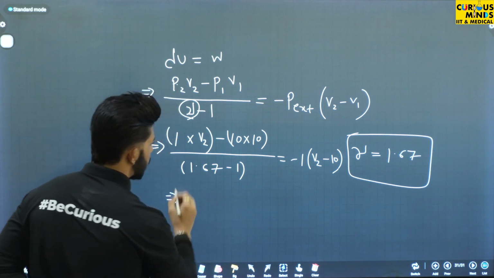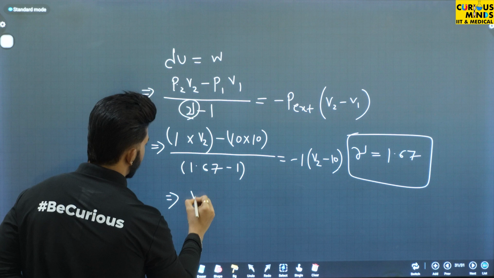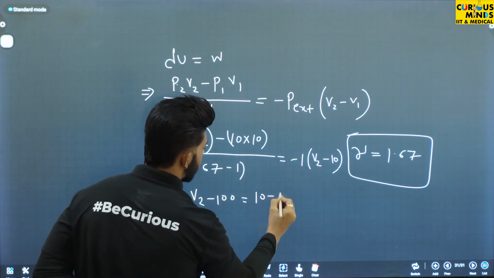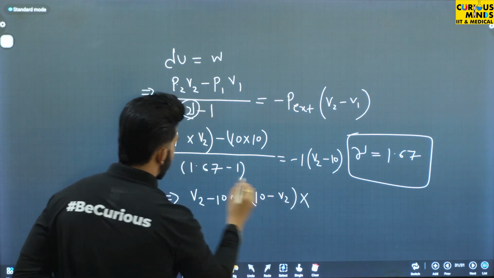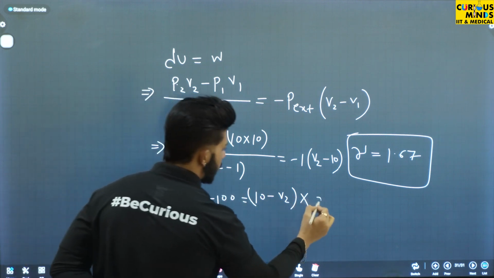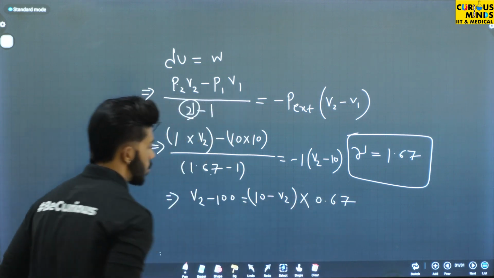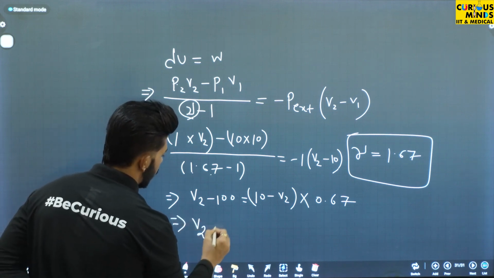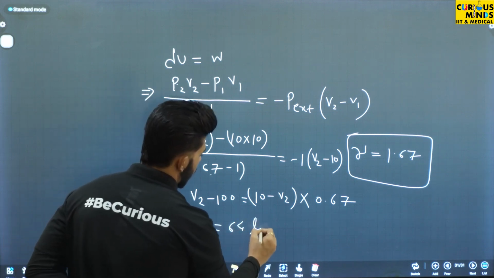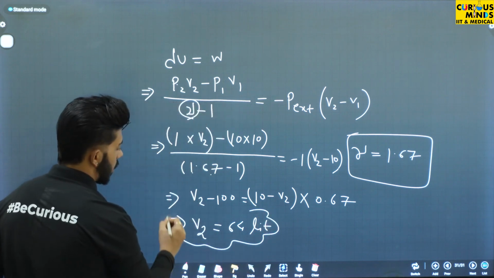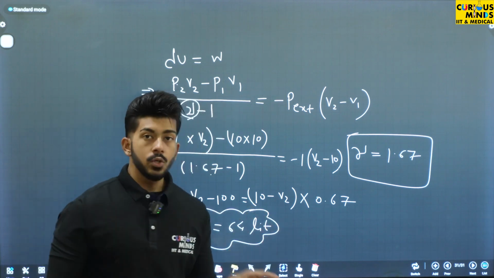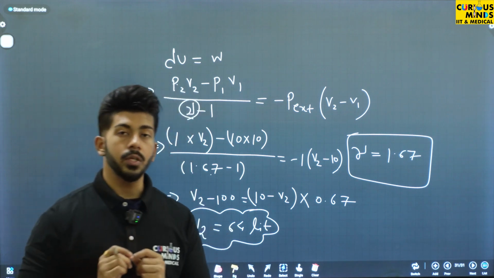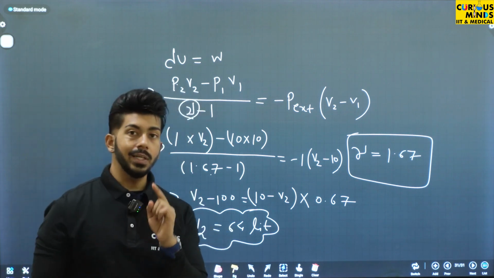So if you solve the whole thing, this will be V2 minus 100 equals 10 minus V2 into 1.67 minus 1, which is 0.67. So this will be your final formula. If you just solve this, you will get V2 equals 64 liter. So we got V2 as 64 liter. Now you can check out the option, but also you have to find out T2.